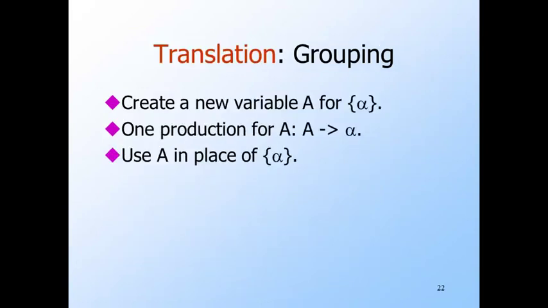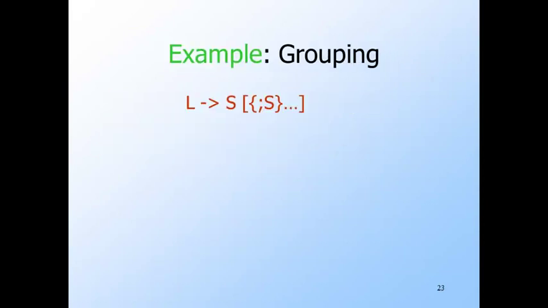To translate groups to our original notation, just create a new variable A for the group. A has one production whose body is the group. Here's an example of a production that uses all three BNF features, one or more, optional, and grouping. It says a list of statements L is a single statement S, optionally followed by one or more groups, each group consisting of a semicolon and a statement.